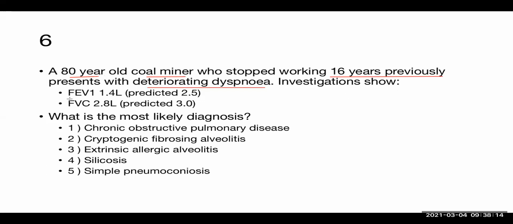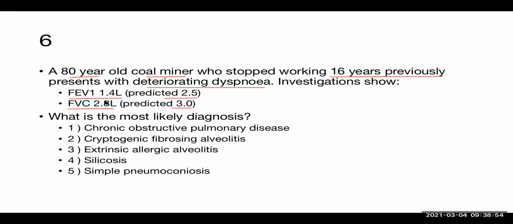Investigations show FEV1 is 1.4 liters and predicted is 2.5, so it is decreased, and FVC is 2.8 liters and the predicted is 3. So what are FEV1 and FVC? Yes, anyone? Forced expiratory volume and forced vital capacity. Excellent. FEV1 is forced expiratory volume in 1 second, and FVC is forced vital capacity, or you can also call it functional vital capacity. Both are correct.